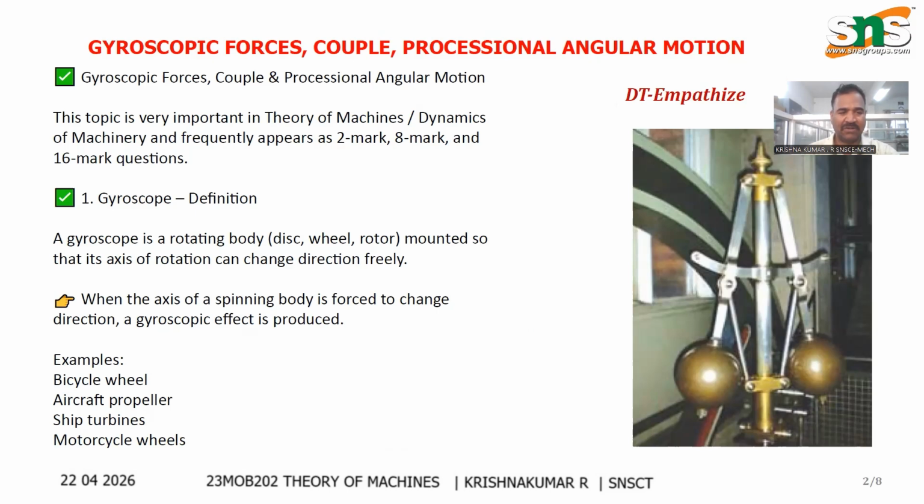Gyroscopic force arises when there is a change in the direction of the axis of rotation of a spinning body. According to Newton's law in rotational dynamics, a change in angular momentum requires the application of torque. This results in reactive forces known as gyroscopic force.